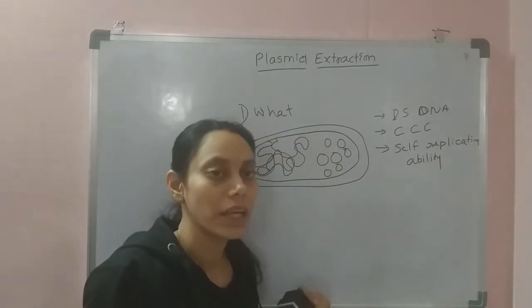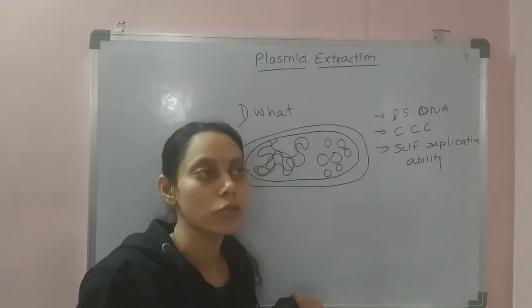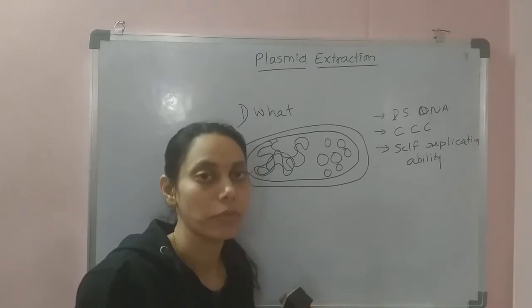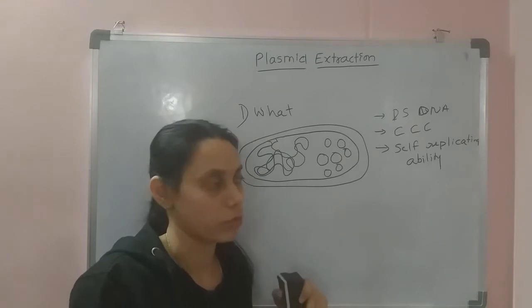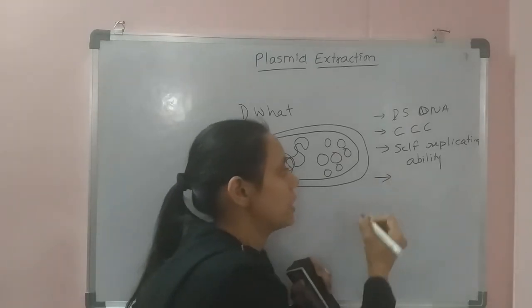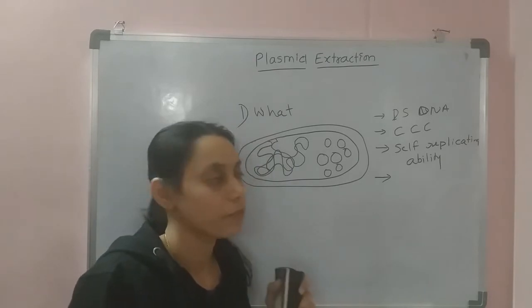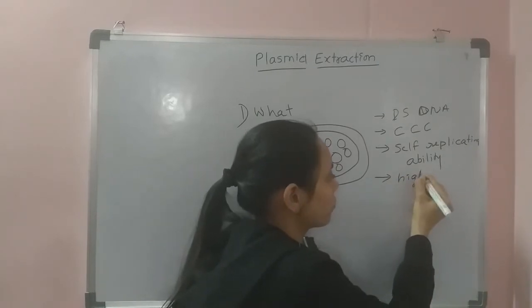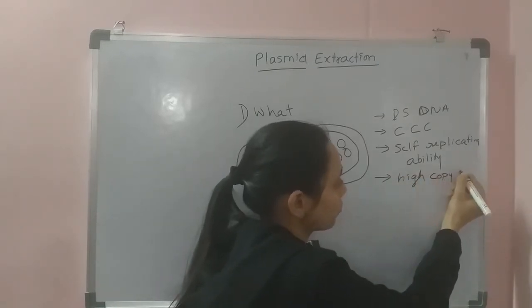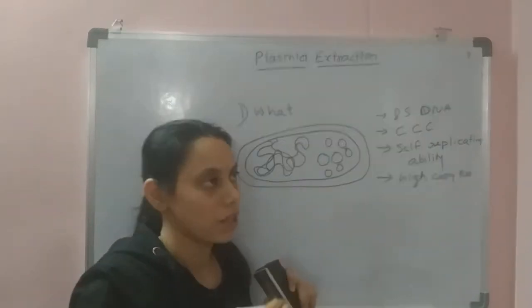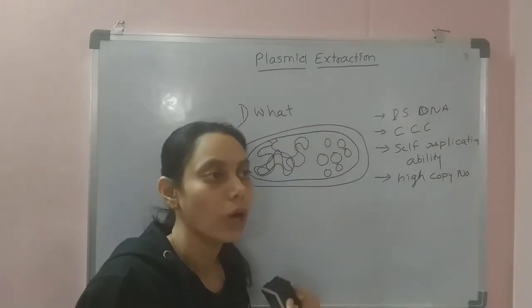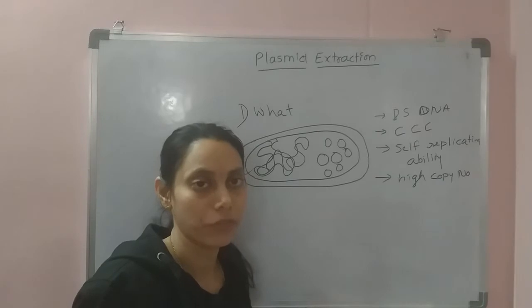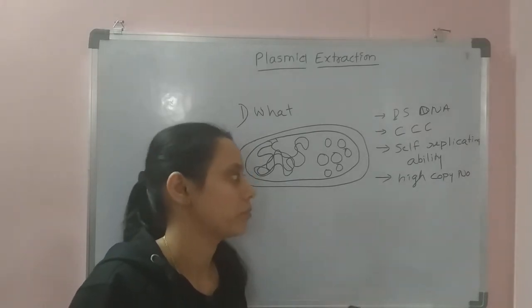That means they have their own origin of replication. Because of the presence of the origin of replication, they can replicate themselves without depending on the main chromosome. And also they have independent existence, and they maintain a high copy number. That means they can replicate independently, so they will be replicating and maintaining many copies of themselves. So that is called high copy number.